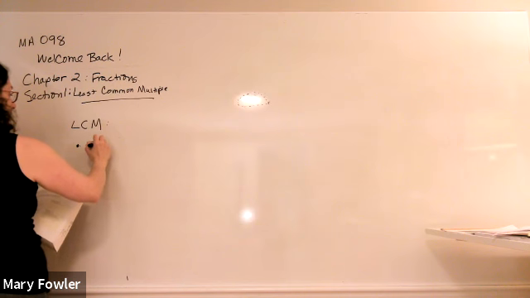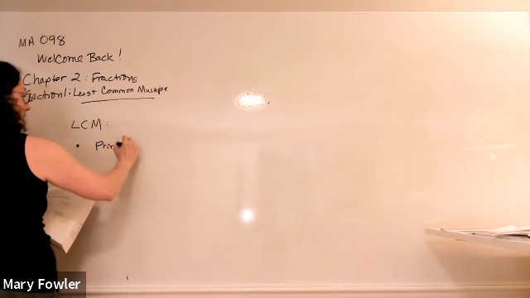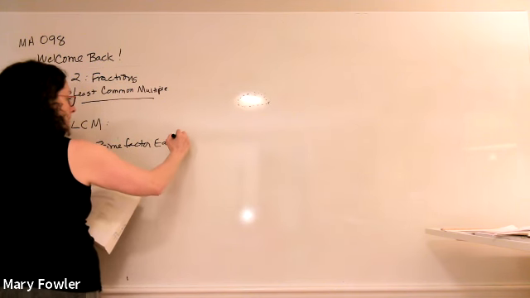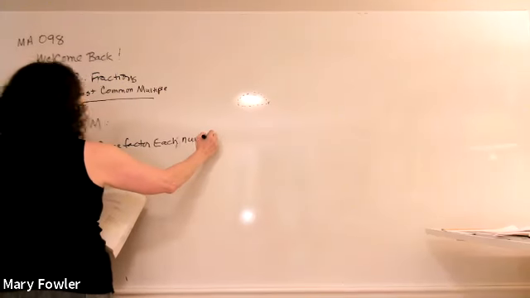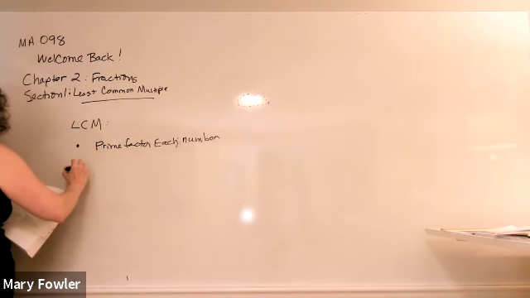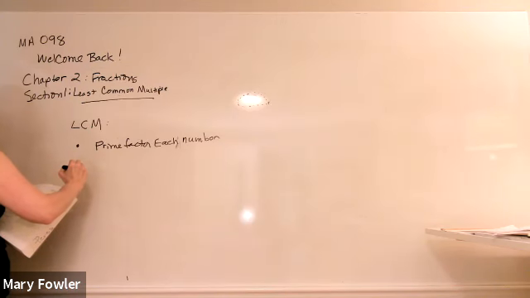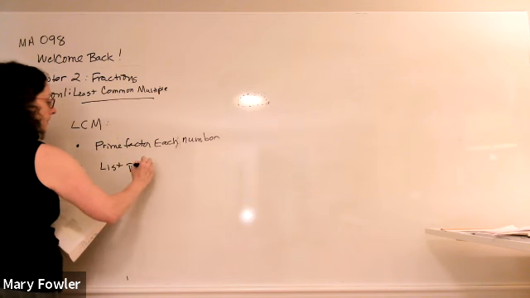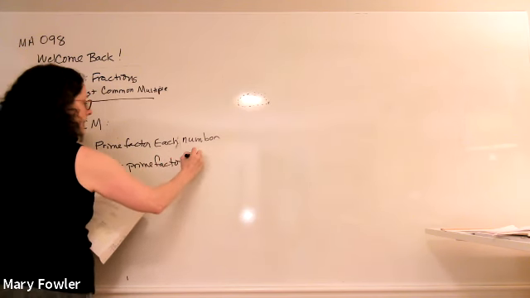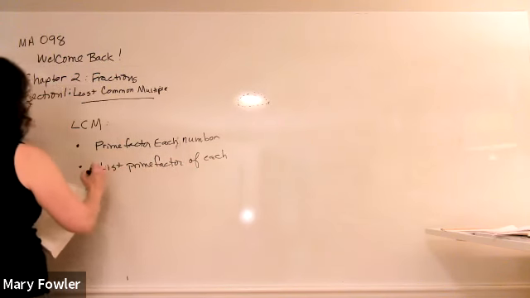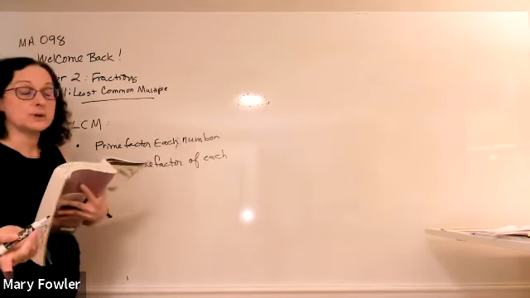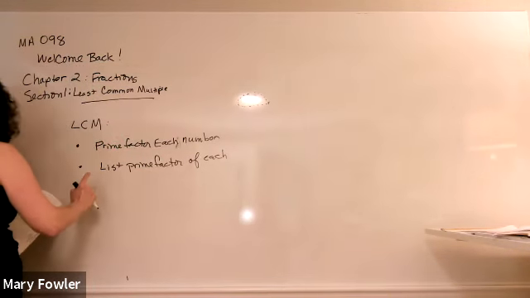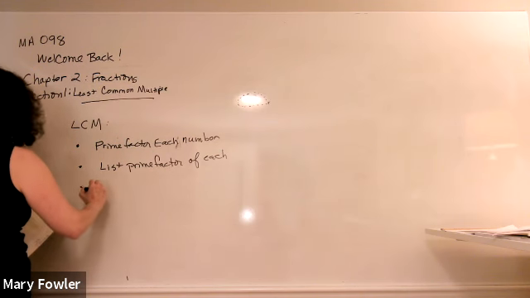Find the prime factors of each number. Identify the prime factors that appear in each, so list the prime factors of each. We're going to use, probably a tree would be how I would normally approach this, some kind of factorization tree, and then list the prime factors, and then multiply the prime factors together.